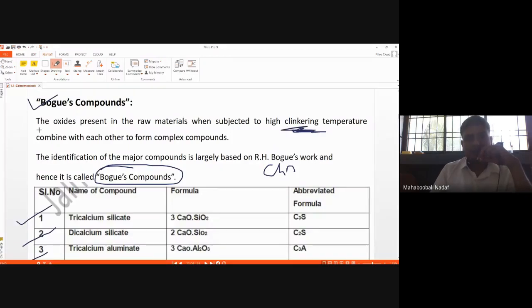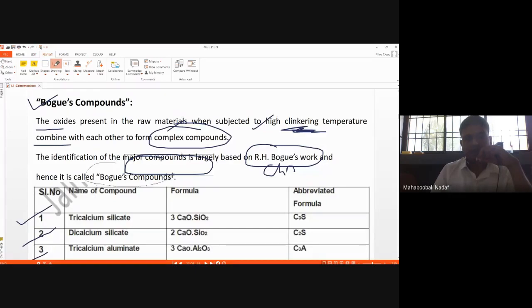The oxides present in the raw materials, when subjected to high clinkering temperature, combine with each other and form complex compounds. These complex compounds have been identified by a scientist named R.H. Bogue. So that is why the name given is Bogue's compounds. This is the name of a scientist.